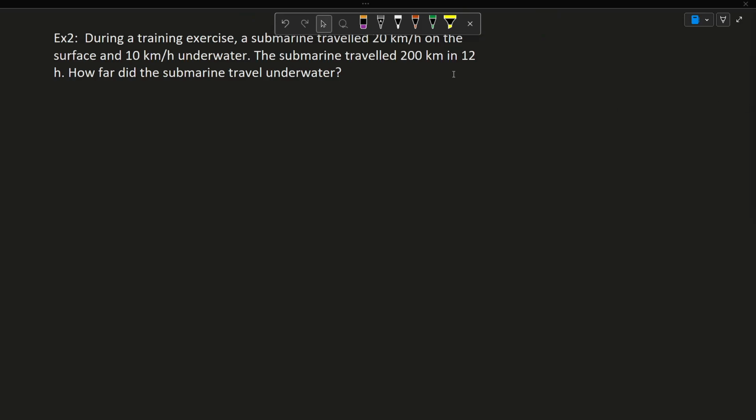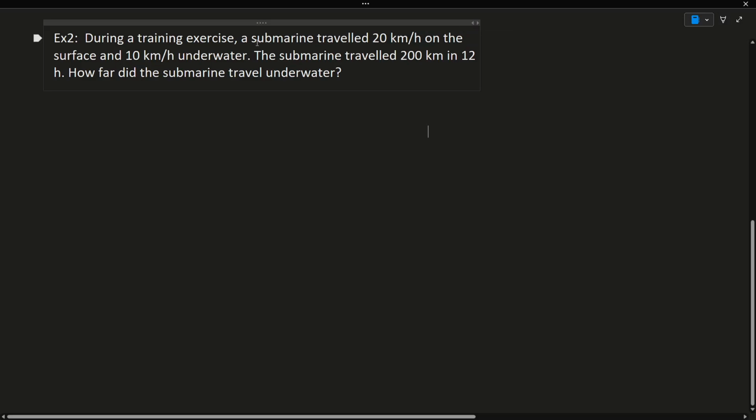So here we have, during a training exercise, the submarine traveled 20 kilometers per hour on the surface, 10 kilometers per hour underwater. And the submarine traveled 200 kilometers in a total of 12 hours. How far did the submarine travel while underwater? Okay, a couple of variables, x and y.